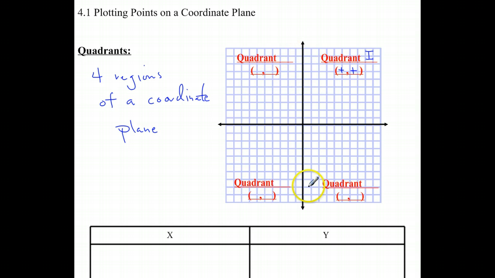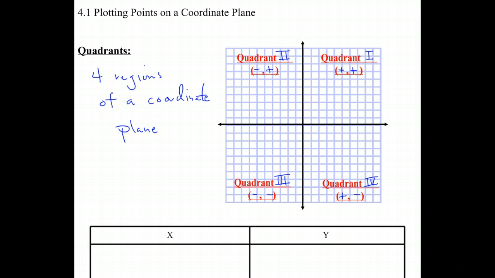The quadrants are numbered counterclockwise. So in the upper left corner is where you're going to see quadrant 2. This is where our x values are negative and our y values are positive. Down in the lower left we find quadrant 3. This is where our x values are negative and our y values are also negative. And quadrant 4 is where we find our positive x values and negative y values.